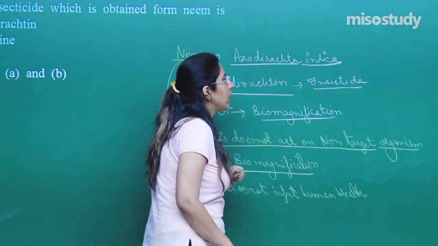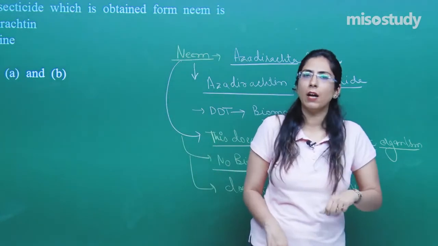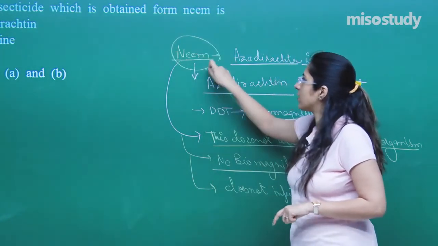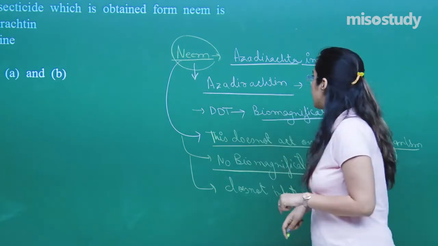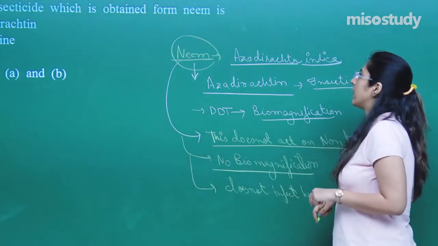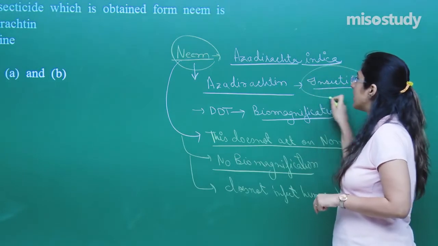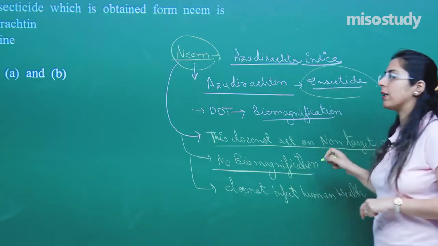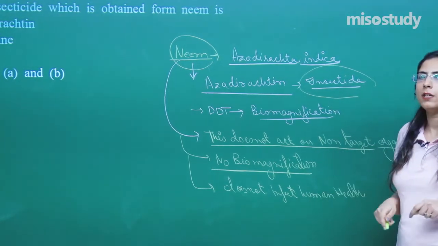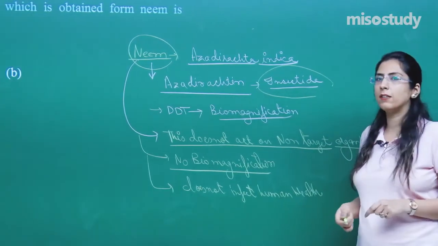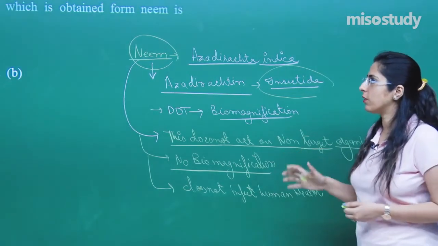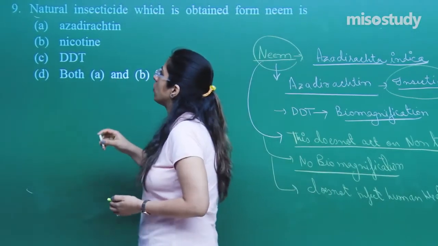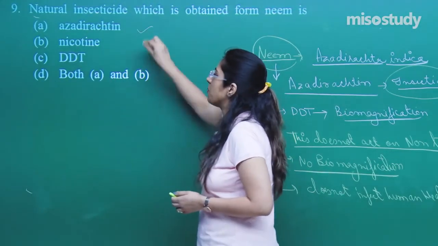So that's why we are shifting from using DDT, as it is already banned, to the use of neem, which produces a chemical called azadirachtin, and azadirachtin acts as an insecticide. It helps in killing insects, but it doesn't act on non-target organisms, doesn't cause biomagnification and doesn't affect human health. So that's why we are going in this direction. So for the ninth question, azadirachtin seems to be the right one.